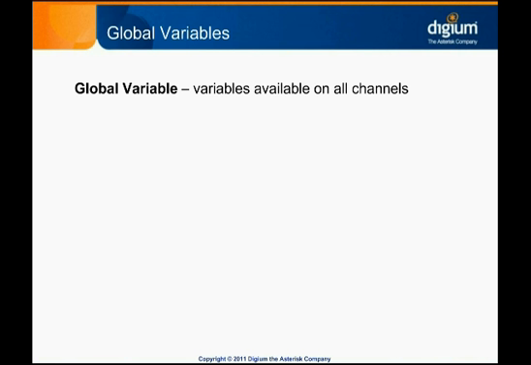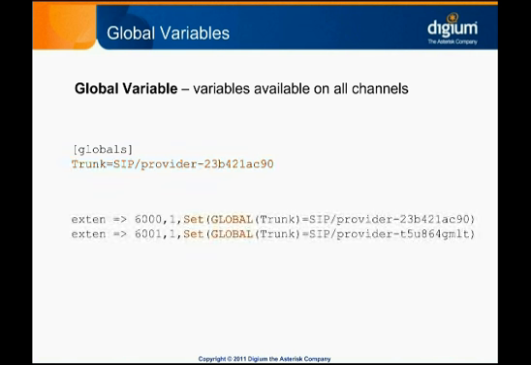The first way is to set a global variable in the global section at the top of extensions.conf. The syntax is variable name equals variable value. Global variables often remain unchanged for a long time, so it's most common to declare them in the global section. However, they can also be set by combining the Set application and the GLOBAL function.